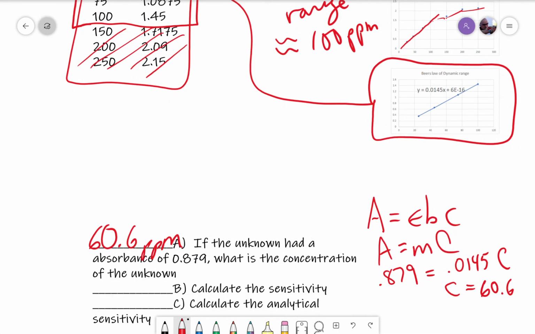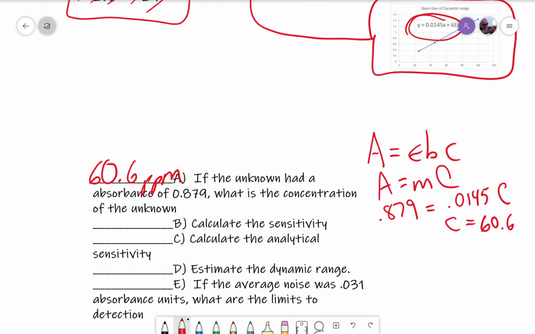Calculate the sensitivity. Well, I've already done that for you. If you remember that the sensitivity is simply the slope of the line, then the sensitivity is 0.0145 ppm per absorbance units.